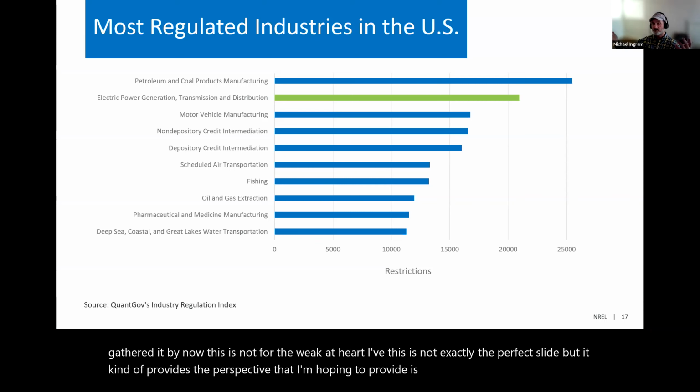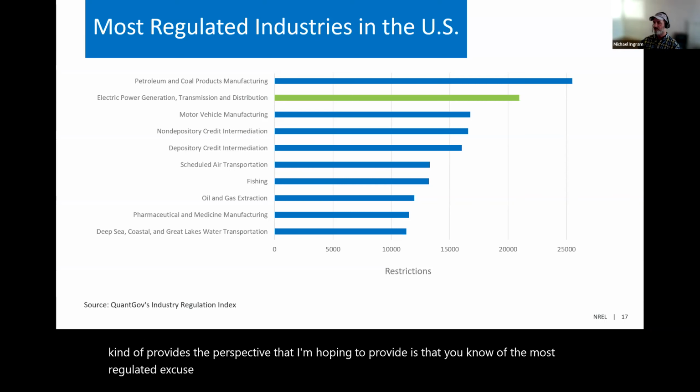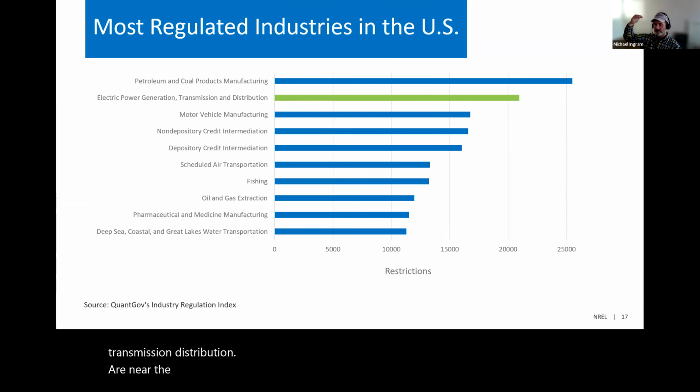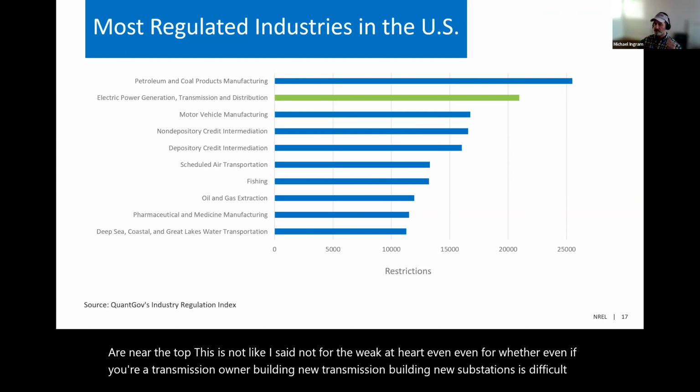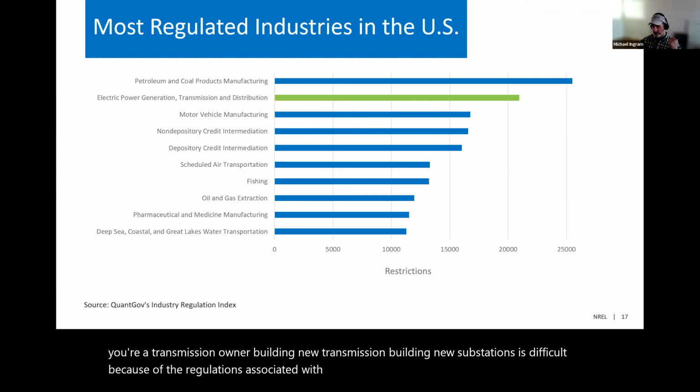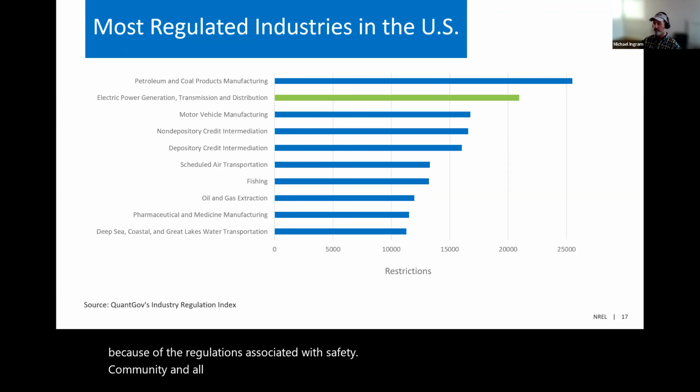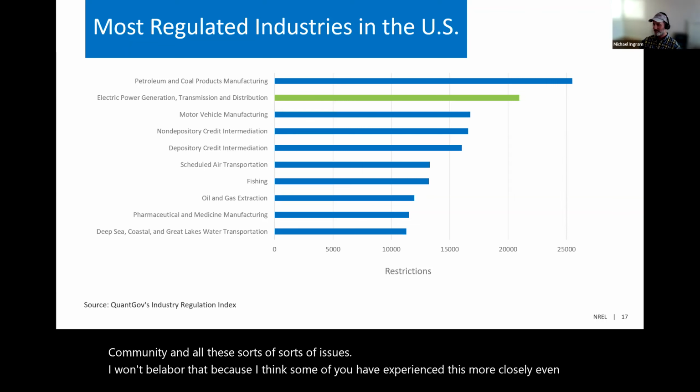Of the most regulated industries in the United States, electric power generation, transmission, and distribution are near the top. Like I said, not for the faint of heart. Even if you're a transmission owner, building new transmission and new substations is difficult because of the regulations associated with safety, environment, community, and all these sorts of issues. I won't belabor that because some of you have experienced this more closely than I have when I worked back at the utility.